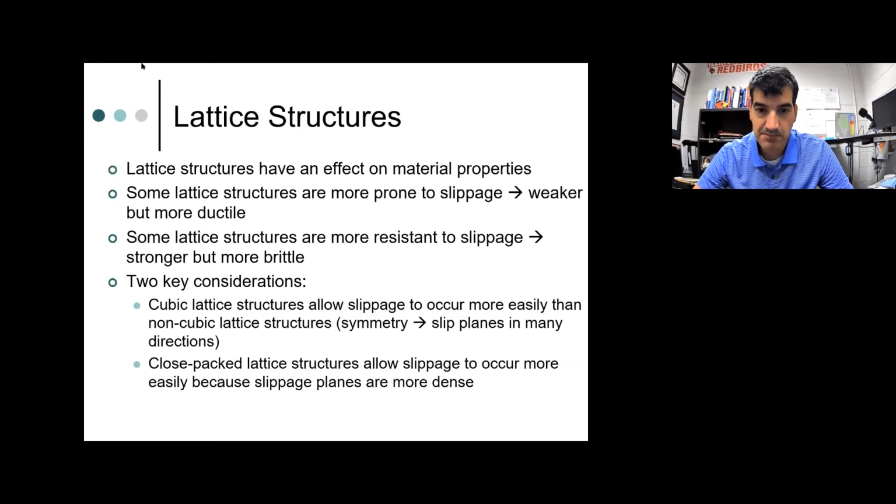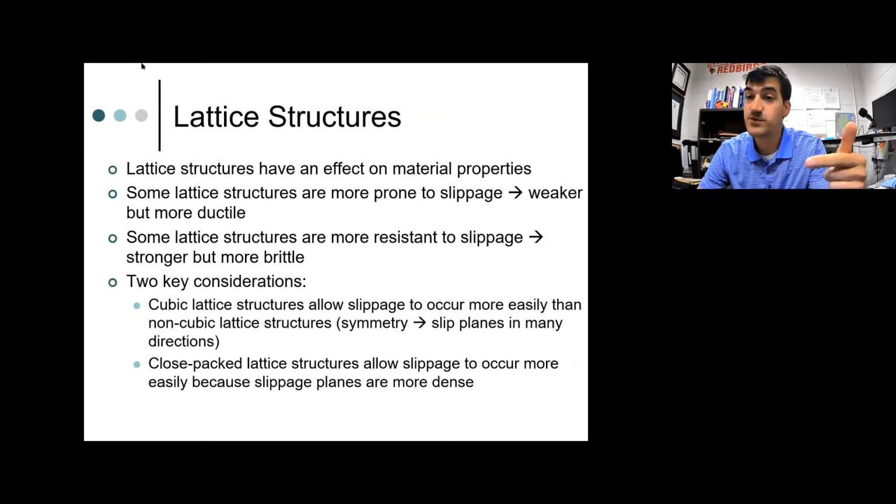The second bullet point tells us that close packed lattice structures, now what were those again? Those were the FCC, otherwise known as cubic close packed, and the hexagonal. Hexagonal was also close packed. So the FCC and HCP are the close packed ones, and they allow slippage to occur more easily because the slippage planes are more dense. So therefore, you've got more slippage planes per unit volume.